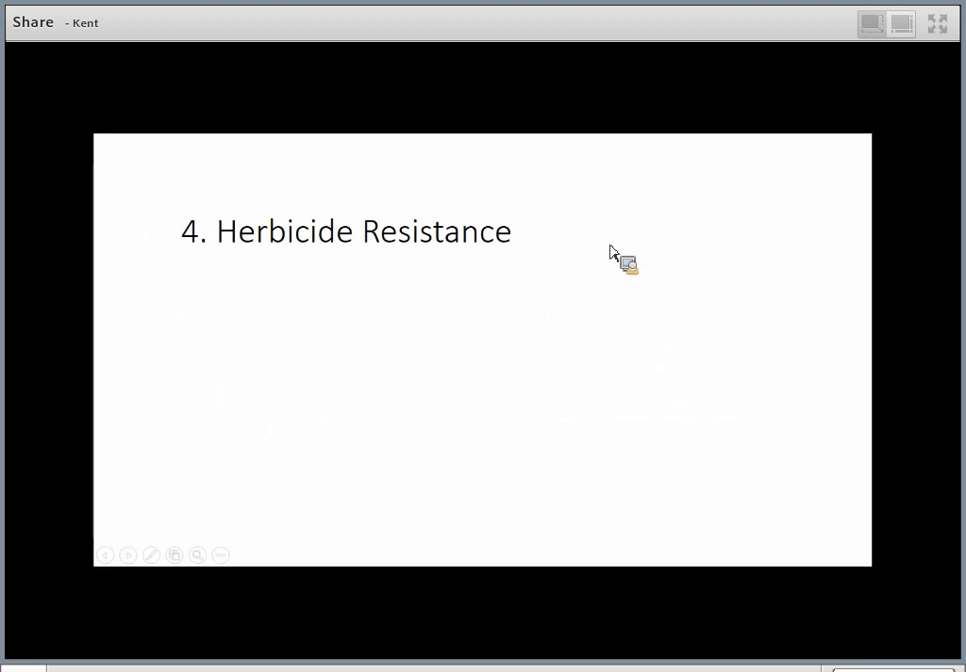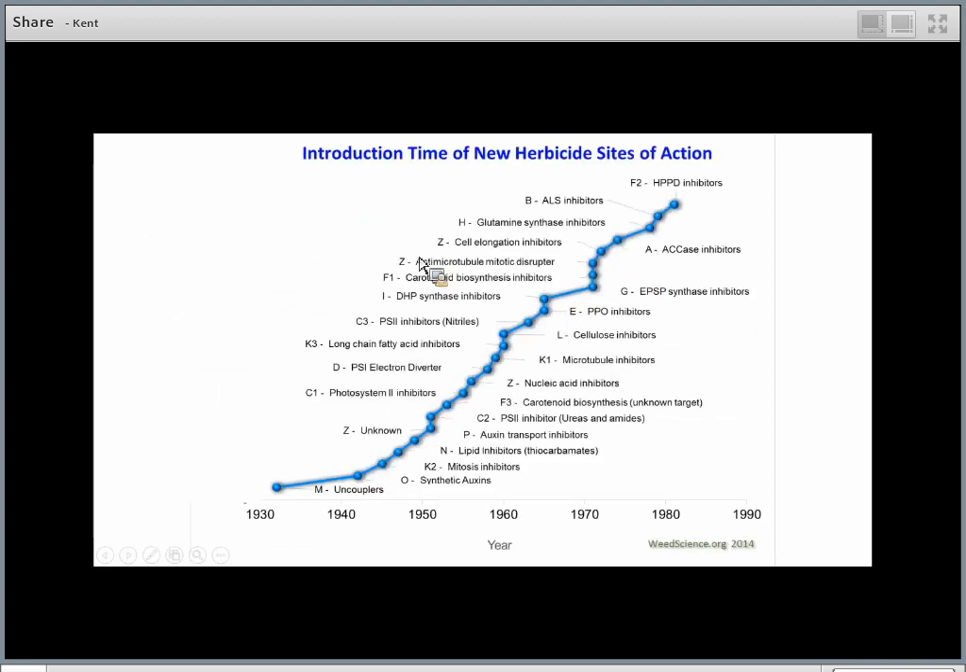Change gears again. We'll talk about herbicide resistance real quick. First of all, let me talk about herbicides just in general. This is a graph published in Weed Science 2014 that shows just the timeline of how herbicides came to be registered and used in the United States. The first ones that I can think of knowing were 2,4-D, Banvel, these auxin inhibitors, the ones that make the plants curl and die as you spray them. Those came out in the 50s actually, and were pretty common probably in the 60s and 70s.